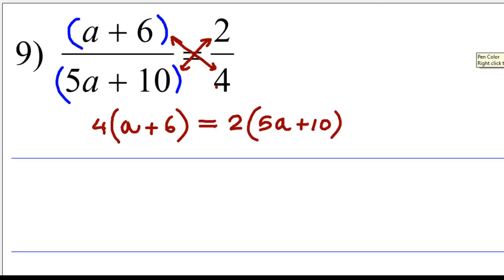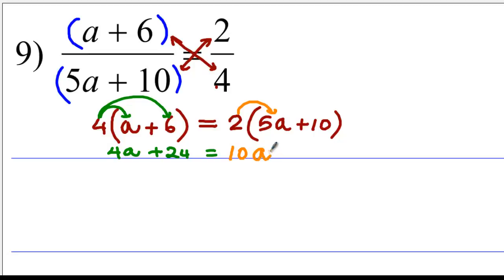Then we are going to solve for it. So 4 times A is 4A. 4 times 6 is 24. Equals 2 times 5 is 10A, and 2 times 10 would be positive 20. Minus 24.